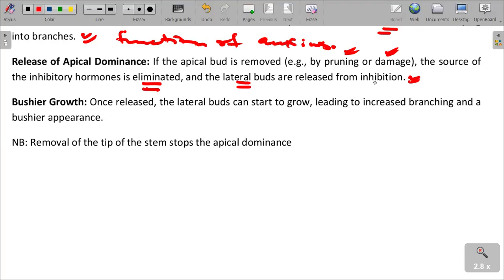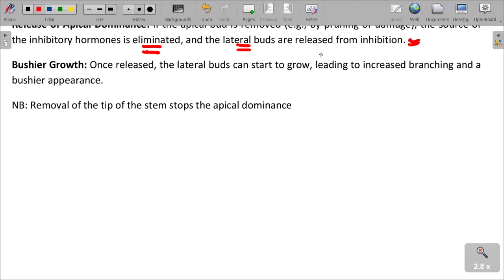They are liberated from growing. They are given the space to grow. They are promoted. They are stimulated now. They are no longer regulated or prohibited because of the hormones that were supposed to be produced from the apical bud there. So bushier growth is the final thing that remains when the apical bud is cut off. Once released, the lateral buds can start to grow, leading to increased branching and a bushier appearance.